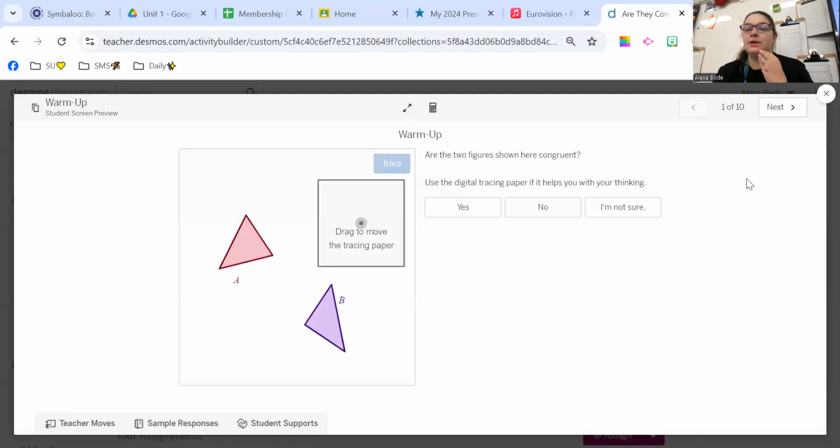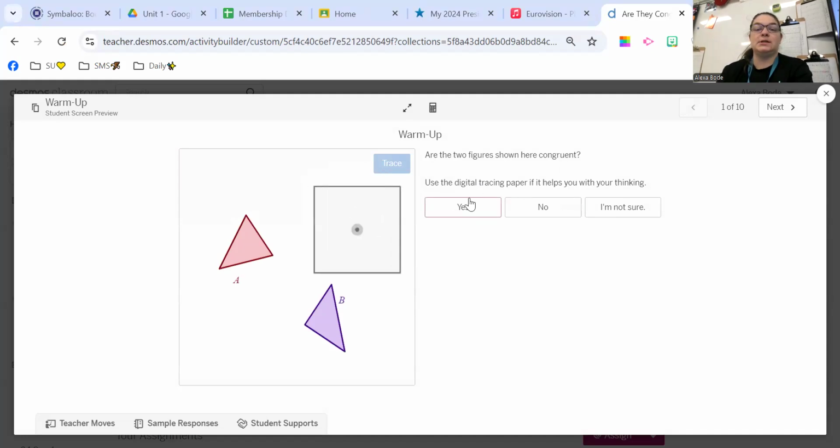Okay, so here is our Desmos. I'm not going to go through all of it with you, but I'm going to go through some of it. So this says, are the two figures shown here congruent? Use the digital patty paper. It says tracing paper, but same thing, if it helps you with your thinking.